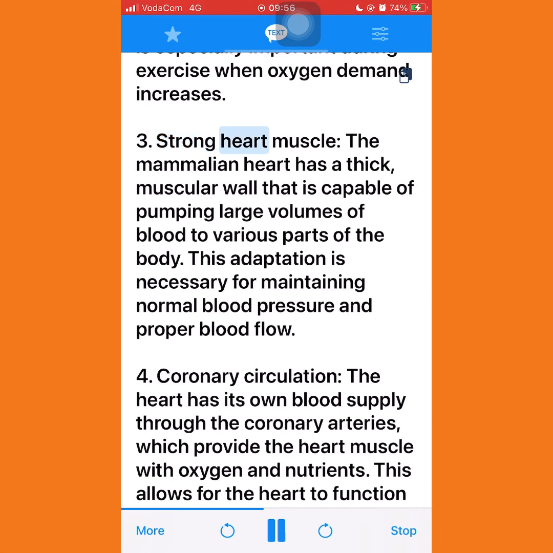3. Strong heart muscle. The mammalian heart has a thick, muscular wall that is capable of pumping large volumes of blood to various parts of the body. This adaptation is necessary for maintaining normal blood pressure and proper blood flow.